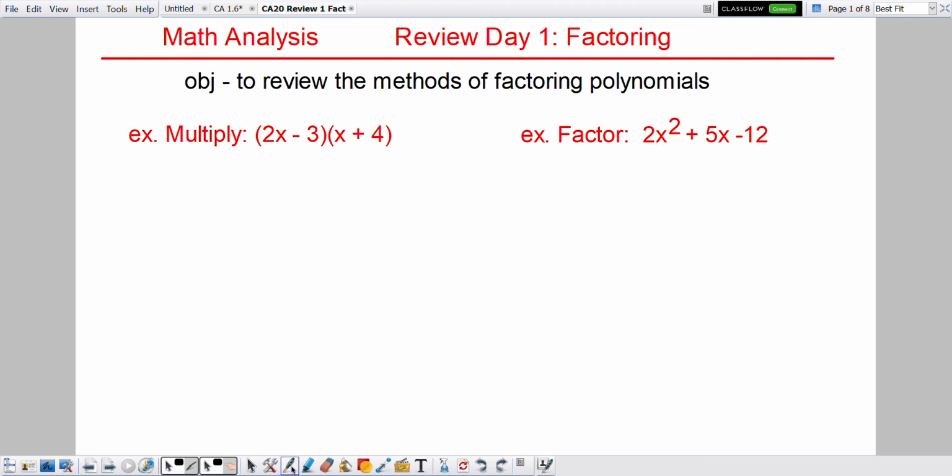So to start with, I want to talk about what factoring is. Factoring is basically the opposite of multiplying. It's not dividing, it's just reversing the process. And so here's an example.